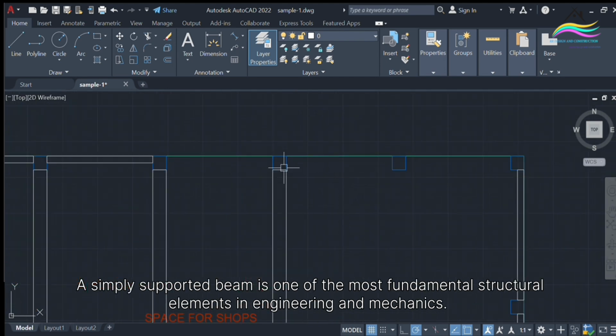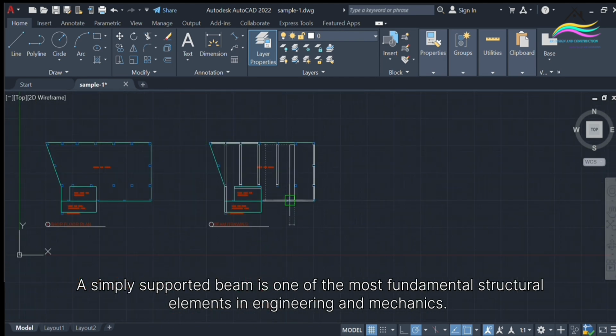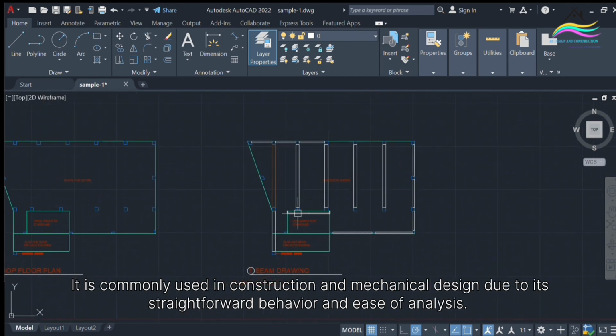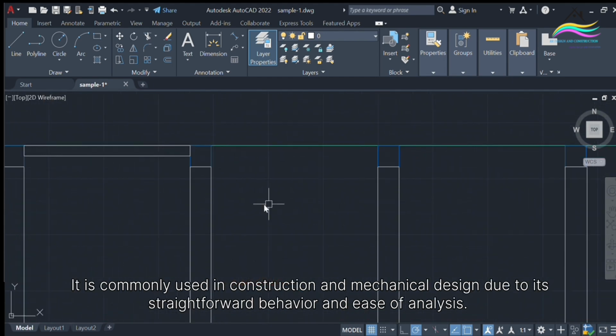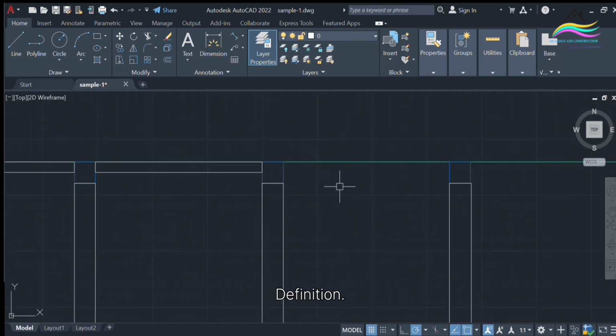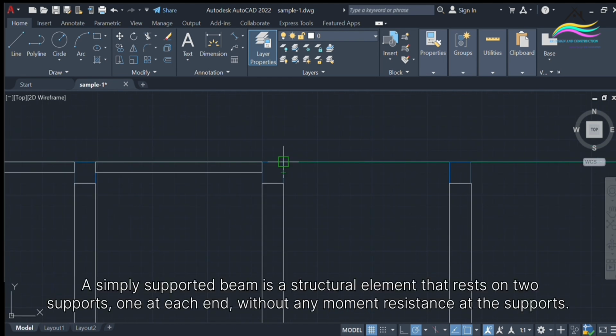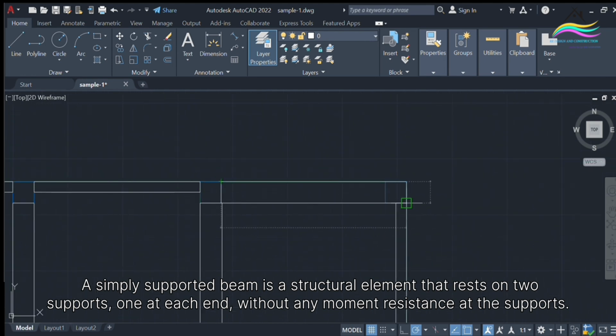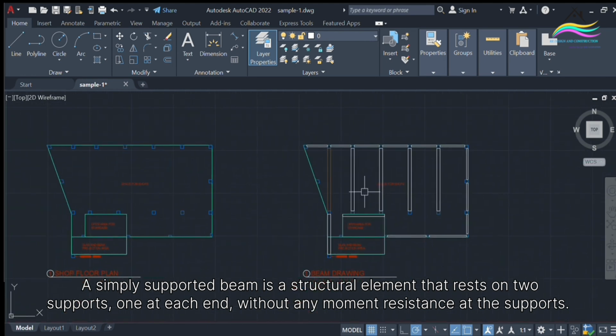A simply supported beam is one of the most fundamental structural elements in engineering and mechanics. It is commonly used in construction and mechanical design due to its straightforward behavior and ease of analysis. Definition: a simply supported beam is a structural element that rests on two supports, one at each end, without any moment resistance at the supports.